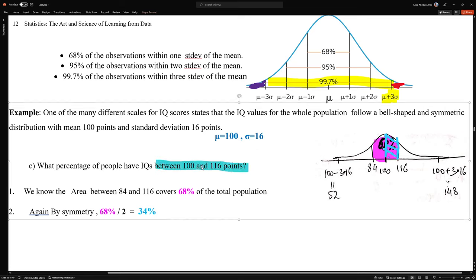this is the IQ between 116 covers the 34% of the observation, but also the IQ between 84 and 100 also covers the 34% of the observation. So the 68 comes from the fact that we do 34 percent plus 34%, right? That's why this 68%. So this area covers the 34% of the observation, and this area the other 34. But we just want to complete this part, the 100. So we already answered the question.